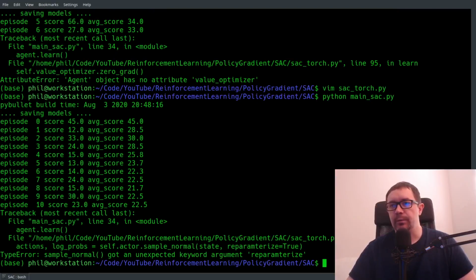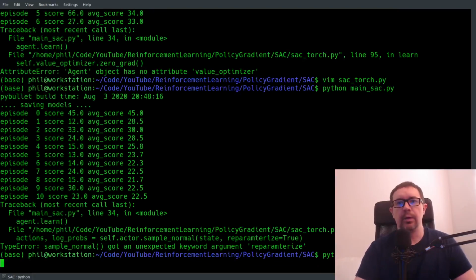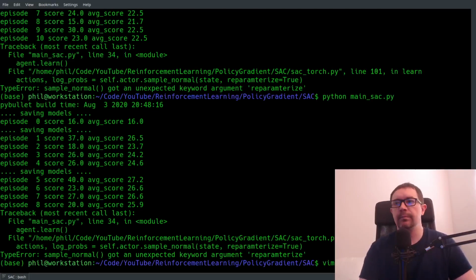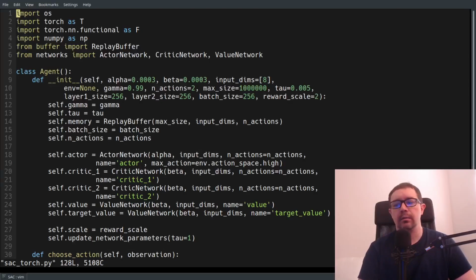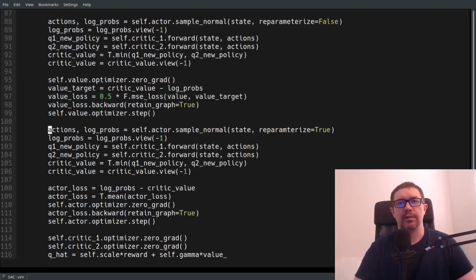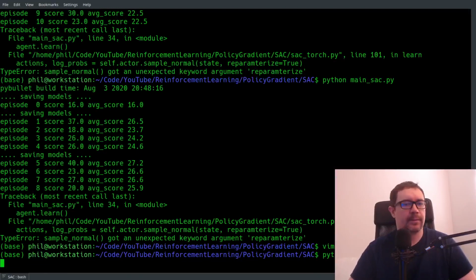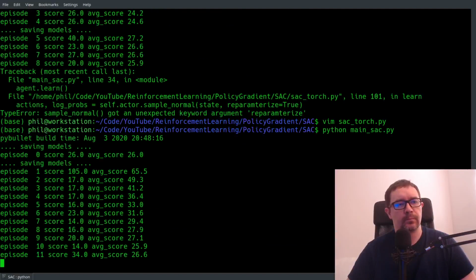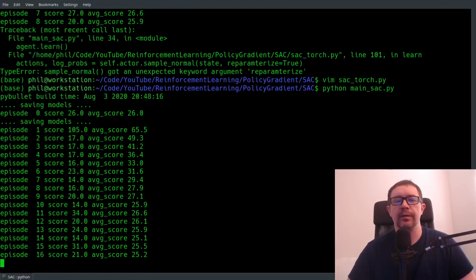I misspelled reparameterize in line 1. Whoops. I want to do vim, not try to run it again. Let's do vim. That's in line... I'm getting a spam call. All sorts of chaos today. Line 101. Reparameterize. I think that's right. All right, so there it goes.